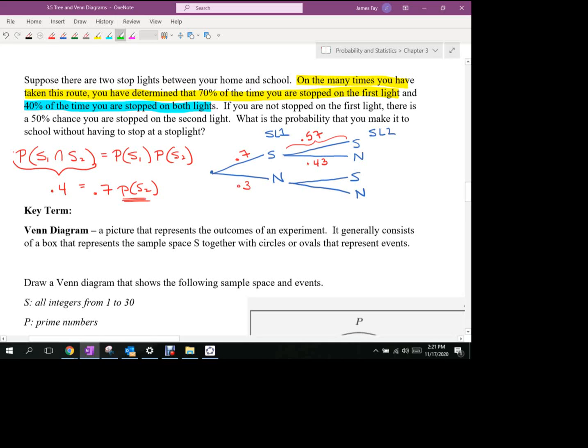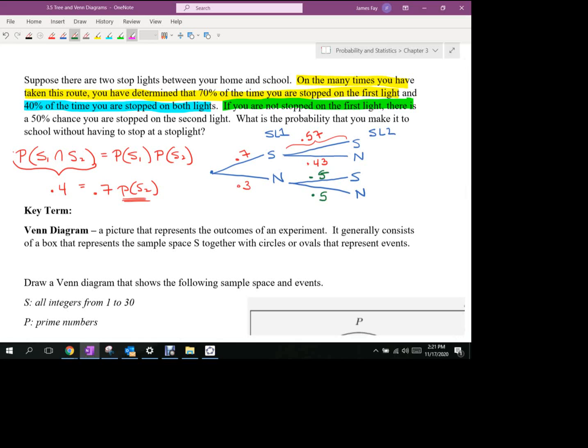And then if we go through the last one, it says if you are not stopped on the first light, so we're already through here, there's a 50% chance that you are stopped on the second light. So if I'm going this route, not stopped, there's a 50% chance that I'm going to take this route here. So 0.5 should go there, and then 0.5 should go there. Is that okay with everybody?